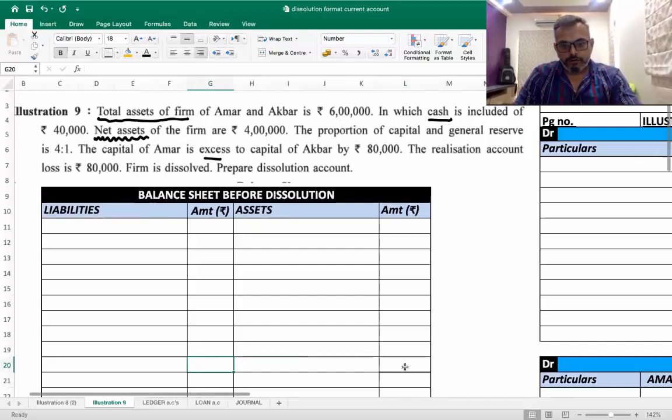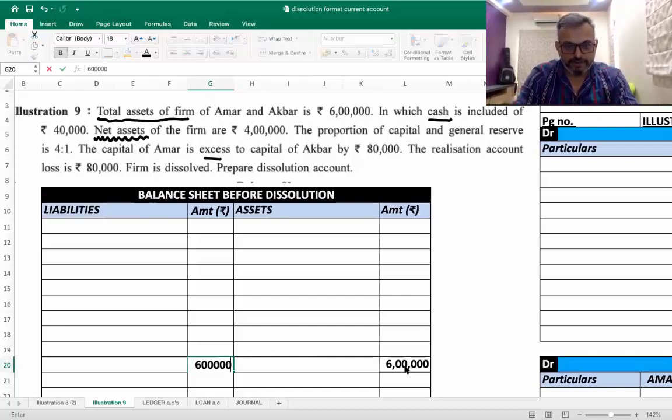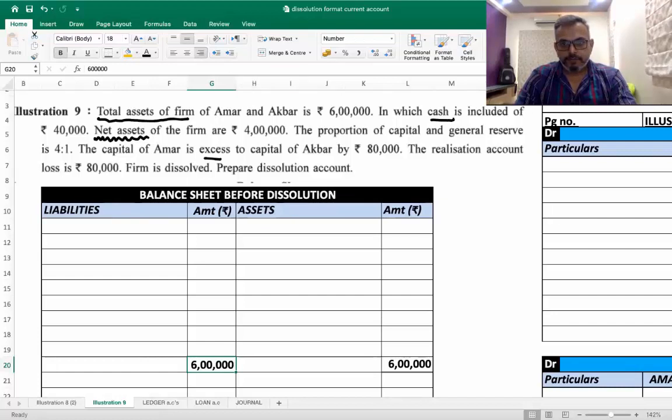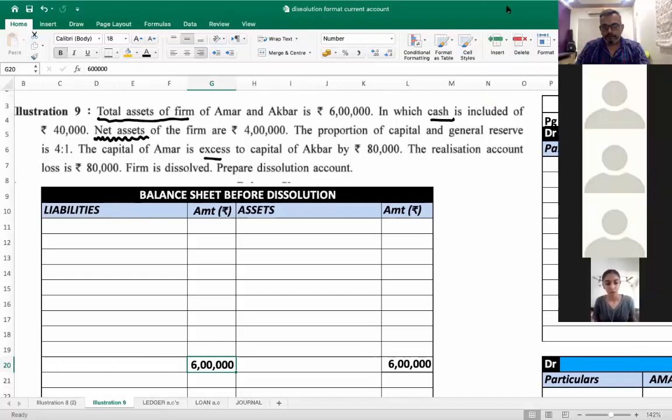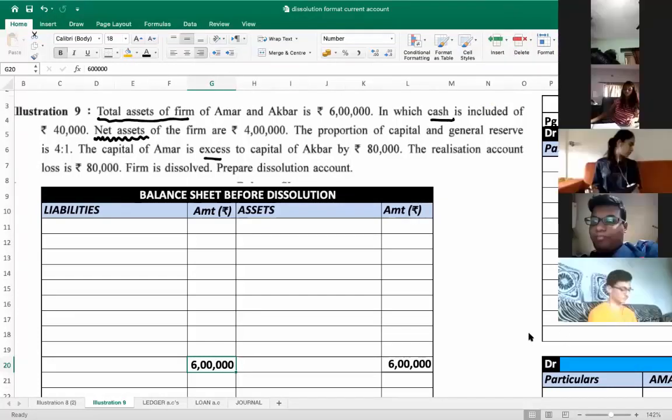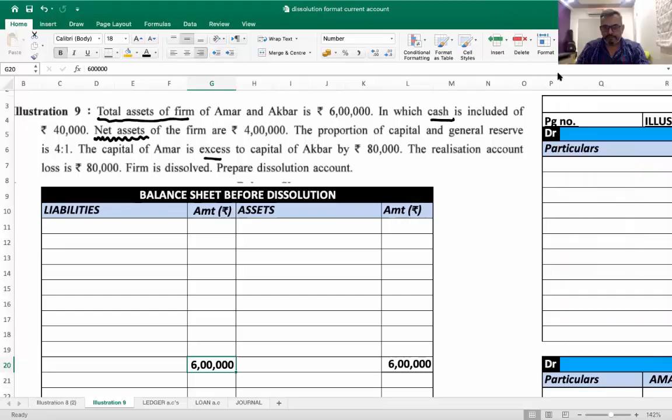Okay, so total asset is 6 lakh. So write 6 lakh over here. Total asset 6 lakh, so total liability also 6 lakh. Any doubt in this? All of you understood this? Now start placing the amounts what you know. Automatically you will get the answer for this.